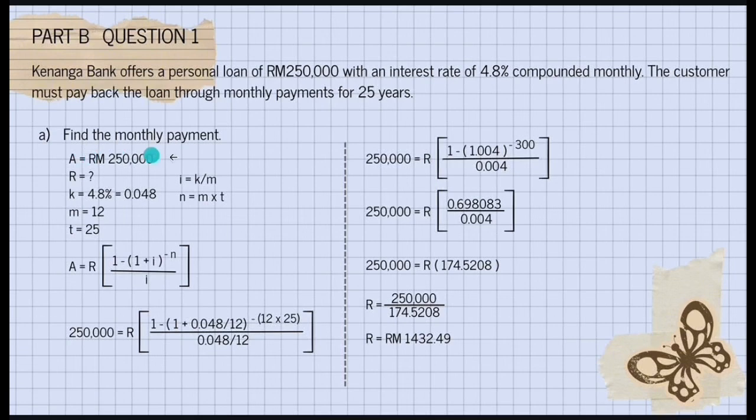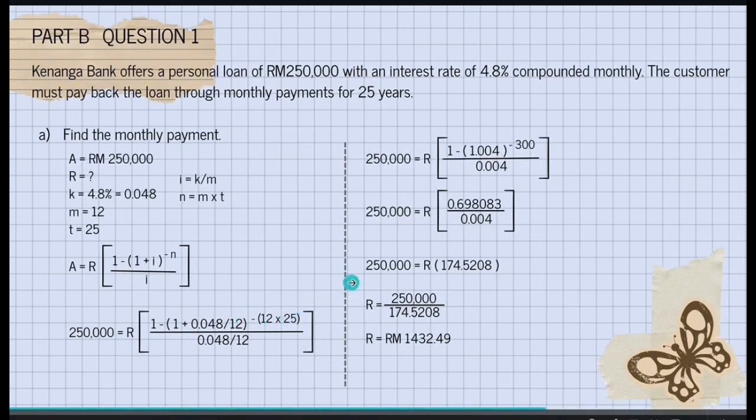A. Find the monthly payment. From the question, we got A equals 250,000, K equals 4.8%, or 0.048, M equals 12, T equals 25. To find the monthly payment, we use the annuity formula for loan repayment. The formula is A equals R times 1 minus 1 plus i to the power of negative n, divided by i. Then we need to substitute the numbers into the formula.